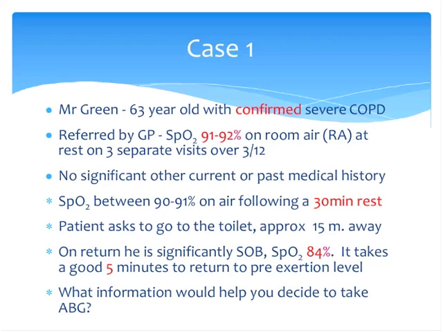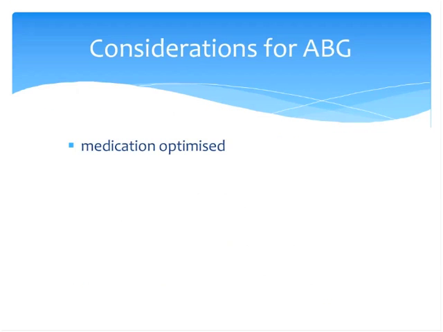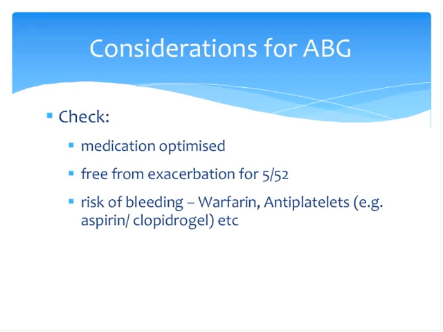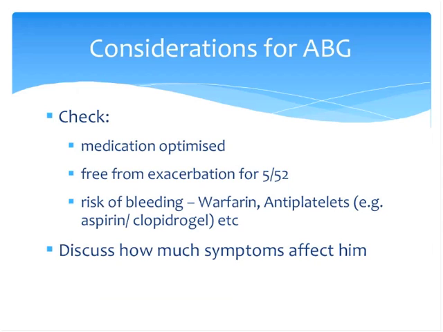Okay, so just to move on, the types of things we were thinking of that you would need to check, before you move on and take an arterial blood gas, is that somebody's medication is optimised. You also need to make sure that they are free from exacerbation, so 5–6 weeks free of exacerbation. And you need to make sure, obviously, that they're not on any medication which would mean they're at increased risk of bleeding if the arterial blood gas is taken. And obviously at this stage you want to know how much their current symptoms of shortness of breath are actually affecting them, because that will be important for the rest of your assessment.